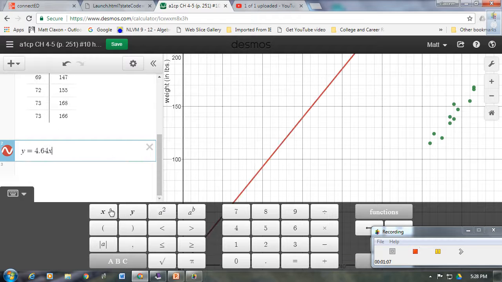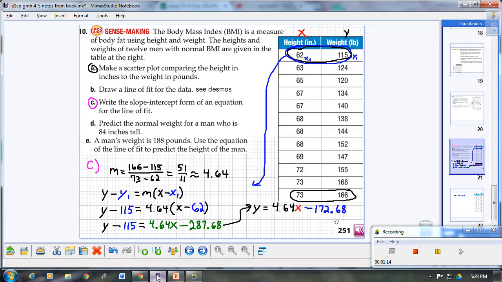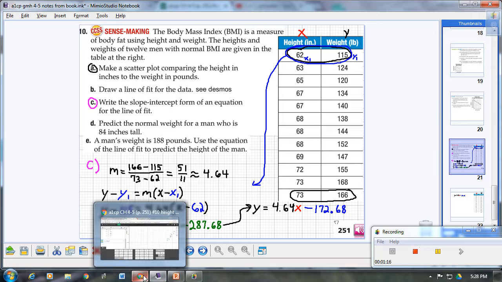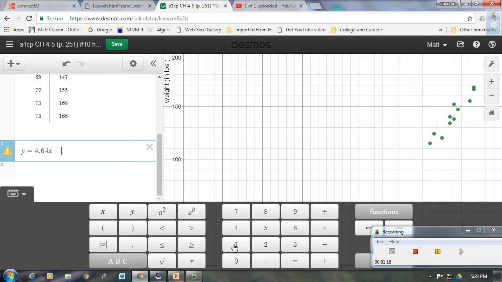4.64x, and then we subtracted, I'm going to have to go back and look, my memory fails me, 172 and 68/100ths. And you can see how it does go through the 2 points that we selected, and that does a pretty good job of being a line of fit there.